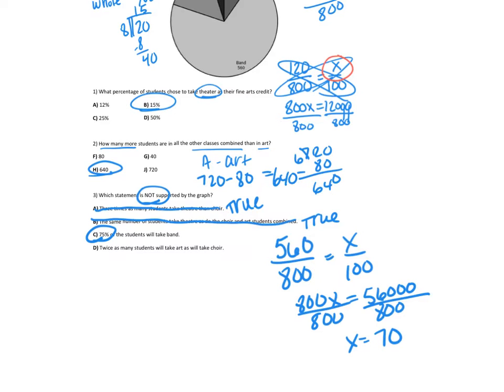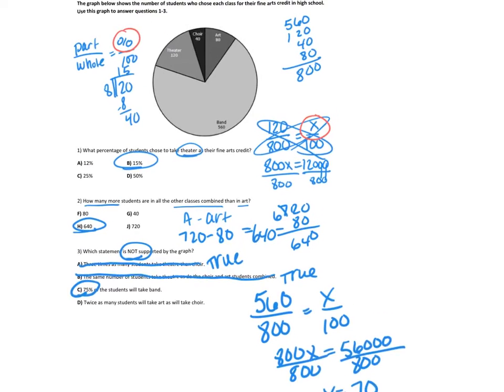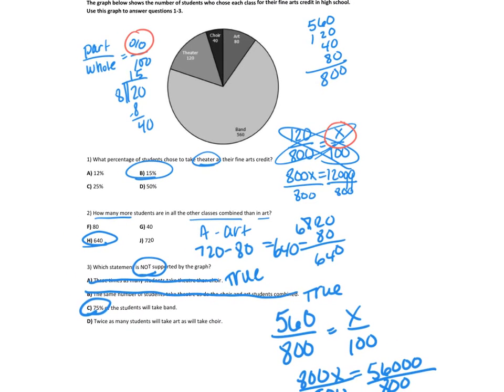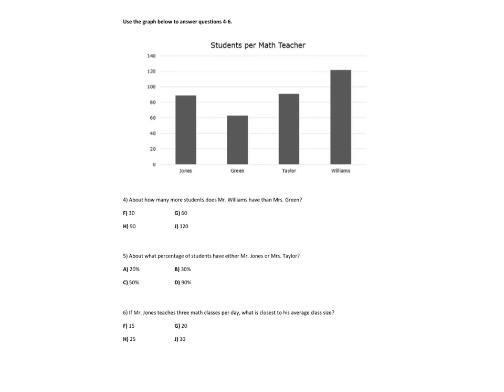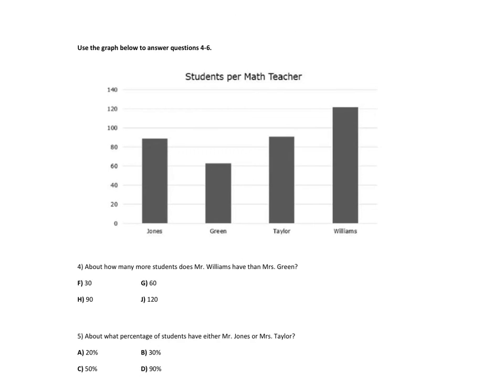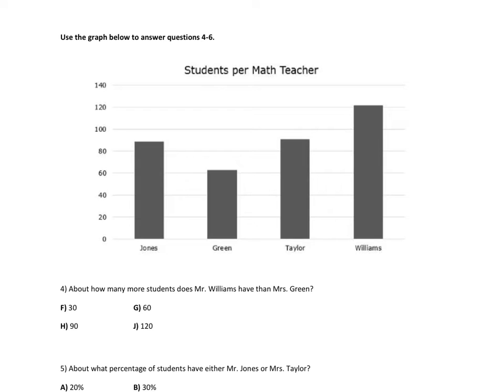Let's look at D. Twice as many students will take art as choir. Art is 80, choir is 40. 40 times 2 is 80, so that's true also. So you should have gotten C as your answer choice. Okay, number 4. We're going to use this bar graph for 4 through 6. About how many more students does Mr. Williams have than Mr. Green?